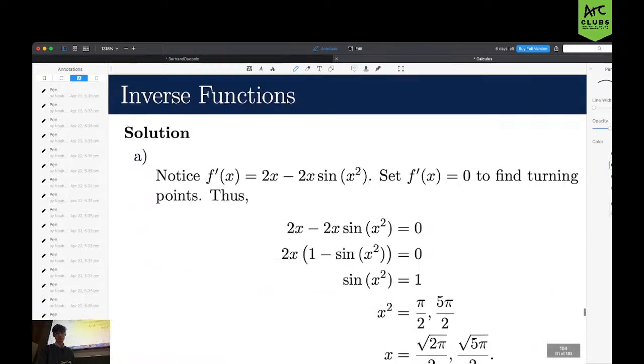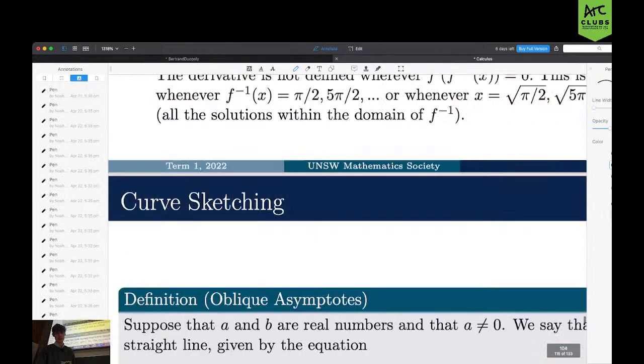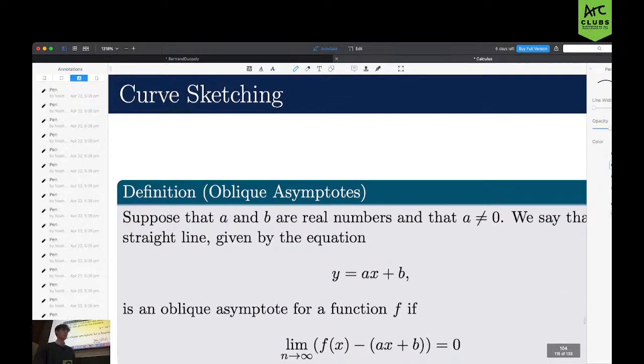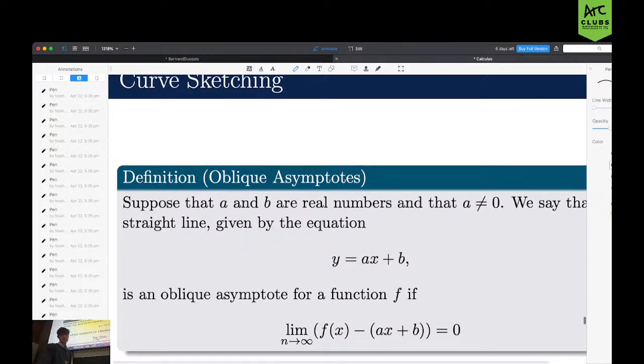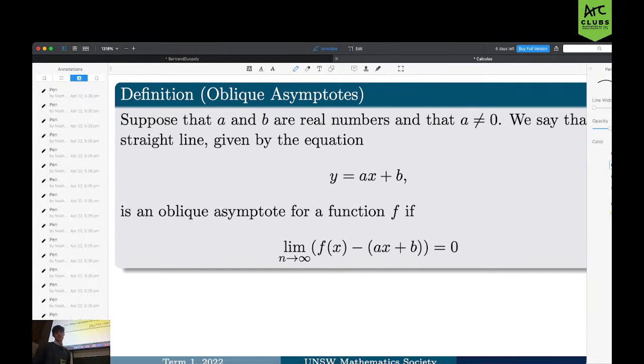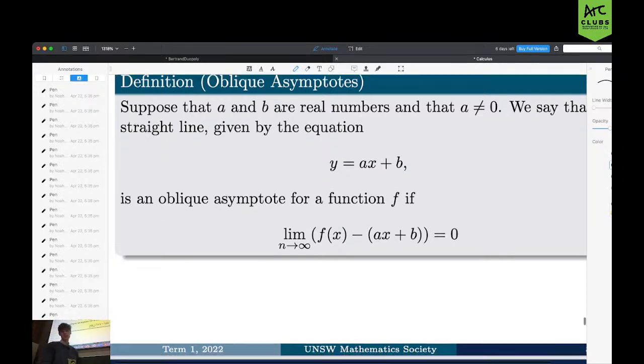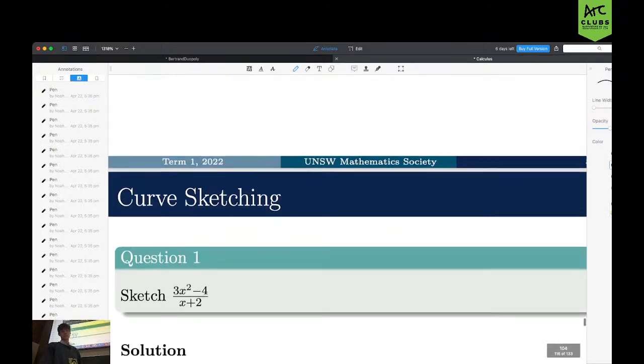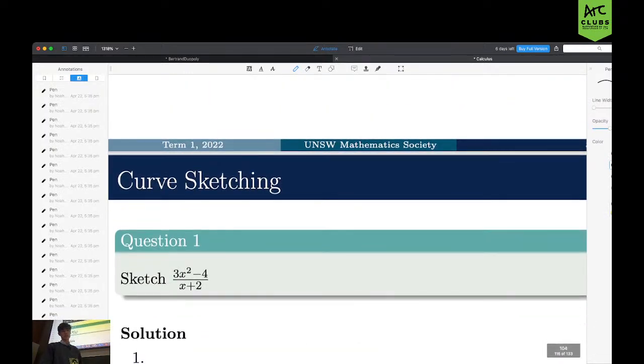Okay, cool. So that's the end of inverse functions. The last part that I'm going to go through is just quickly going through curve sketching, doing oblique asymptotes. It's a fairly common question in exams, graph some sort of function that has an oblique asymptote. So quickly, the definition just says we have an oblique asymptote wherever the function approaches the line in the limit as x approaches infinity. So let's just put that to the test by actually doing a question.